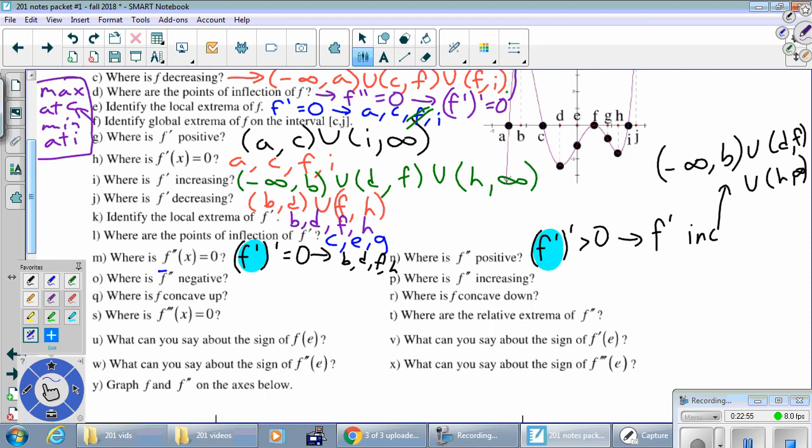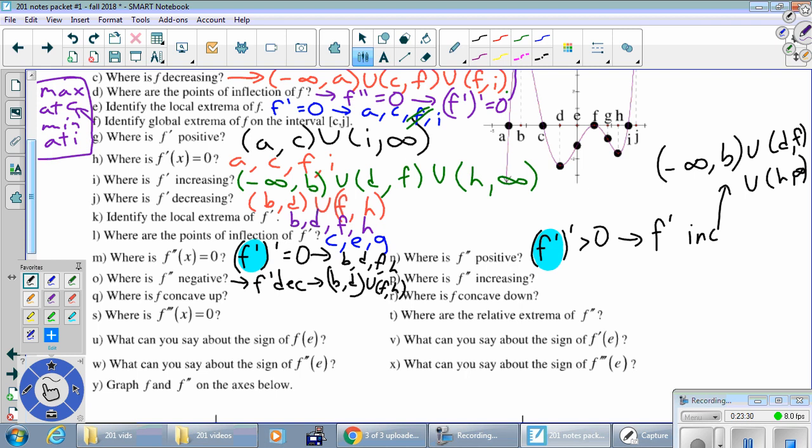Part O, we can do this one a little bit quicker here. Part O says where is F double prime negative? That's just like this one over here. So instead of F prime being increasing, see if you get to a place where this translates to F prime decreasing. And F prime decreasing, I think, was one of our other answers. It's up here at J. So that's B to D union F to H. Not near enough space on this page.